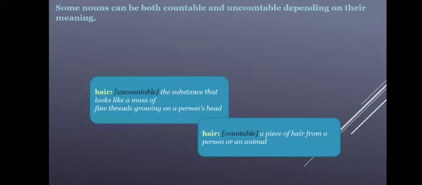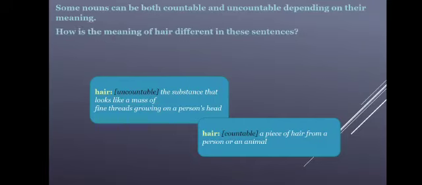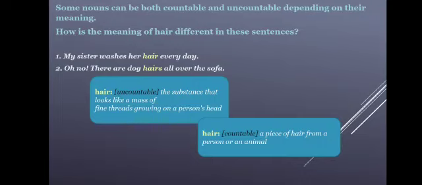Some nouns can be both countable and uncountable depending on their meaning. Look at this example. My sister washes her hair every day. Oh no, there are dog hairs all over the sofa. Look how the meaning of hair is different in these sentences. In the first one, hair means the substance that looks like a mass of fine threads growing on a person's head. So here in example 1 it is uncountable.